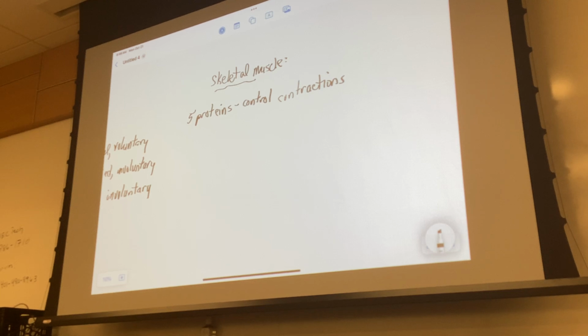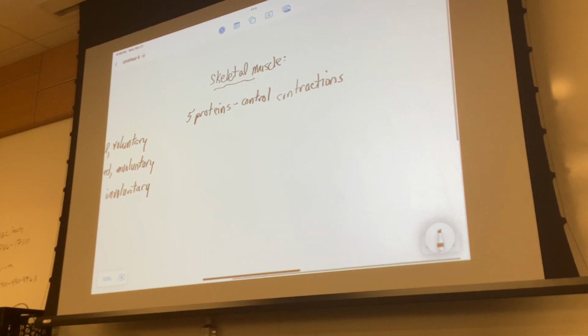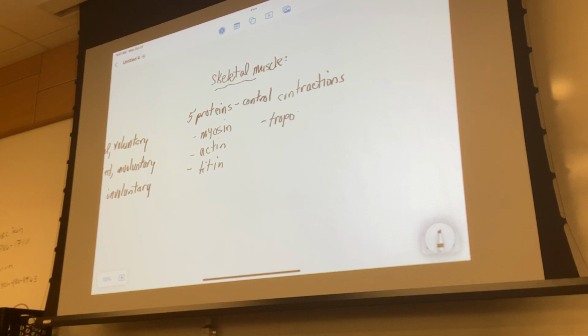So this room has a dimmer switch, and so I can increase or decrease the light. But this is not at all applicable at the level of what's called the sarcomere, the contractile unit. So in terms of the skeletal muscle itself, the 5 proteins there, you might know some of them. The most obvious ones are the first 3, myosin, actin, and titin. The next 2 I grouped as a unit, but we're going to put them separately today.